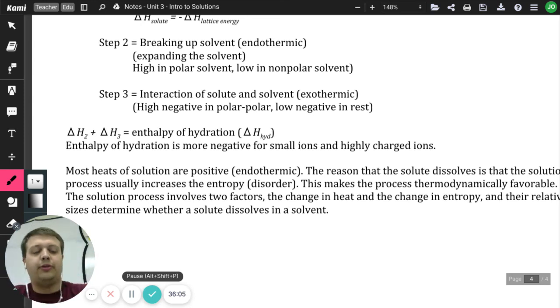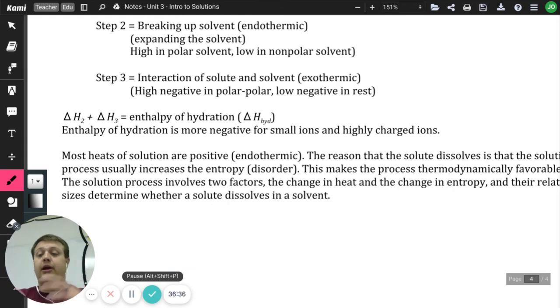So then we would take our change in heat of the second plus the change in heat of the third, and that would be what we call our enthalpy of hydration. So it's taking our water and dissolving the substance, and then we're getting that new bond that's formed. That's the enthalpy of hydration. Why? Because that solute is being hydrated by the water.